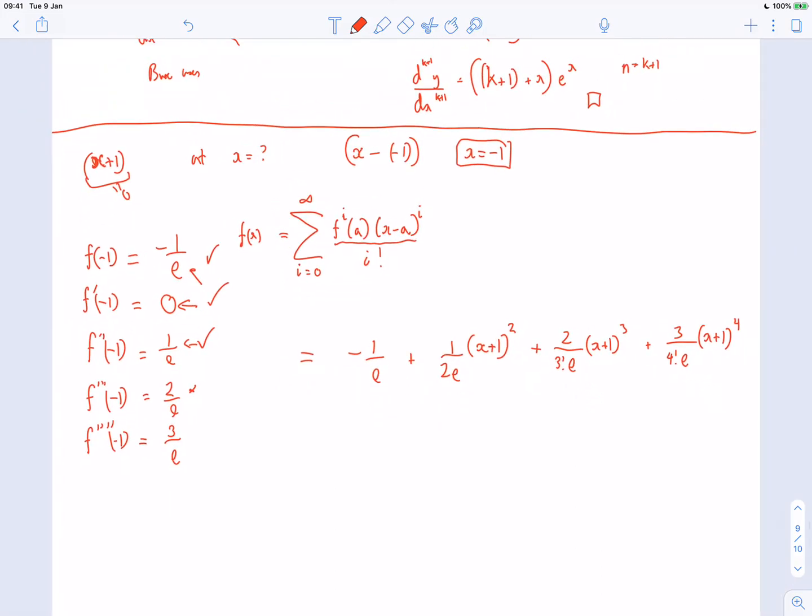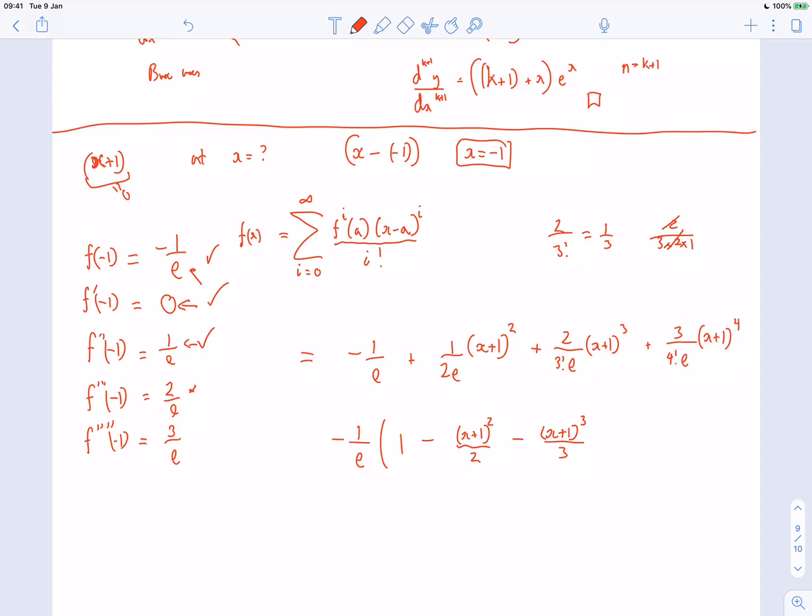Okay. Right, first of all, it looks like these all have to the power, I could take a factor of minus 1 over e out, so it becomes 1 minus, and then the next term is going to be x plus 1 squared over 2. The next term, 2 over 3 factorial is just a third, because 3 factorial is 3 times 2 times 1, so the 2 and that 2 will cancel. So that's just going to be minus x plus 1 cubed over 3.